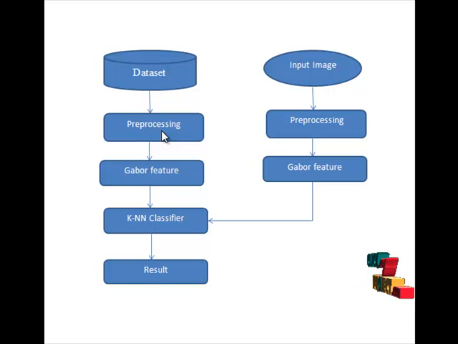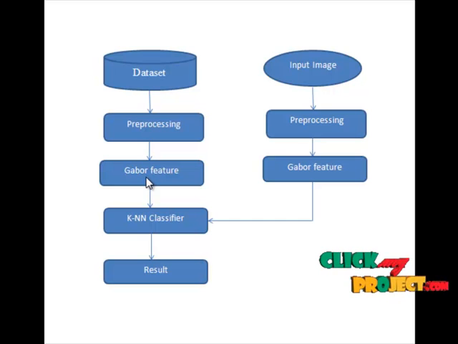For removing the noise, here we are applying the Gaussian filter. It is often used to remove noise from the image. The noise is removed based on the weighted mean of the neighboring pixels. After removing the noise, it will go to the Gabor feature step. We extract the Gabor features for the input image.